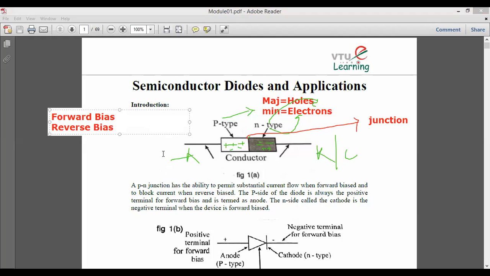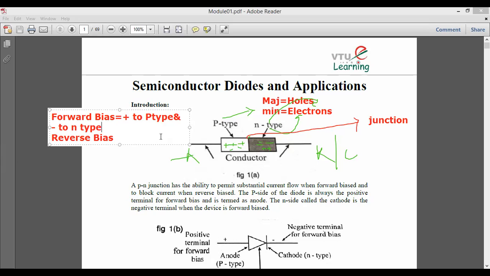Either the diode can be operated under forward bias or under reverse bias. When we say that the diode is forward biased, it means we apply the positive or plus sign of the battery to the p type, and the minus sign to the n type.